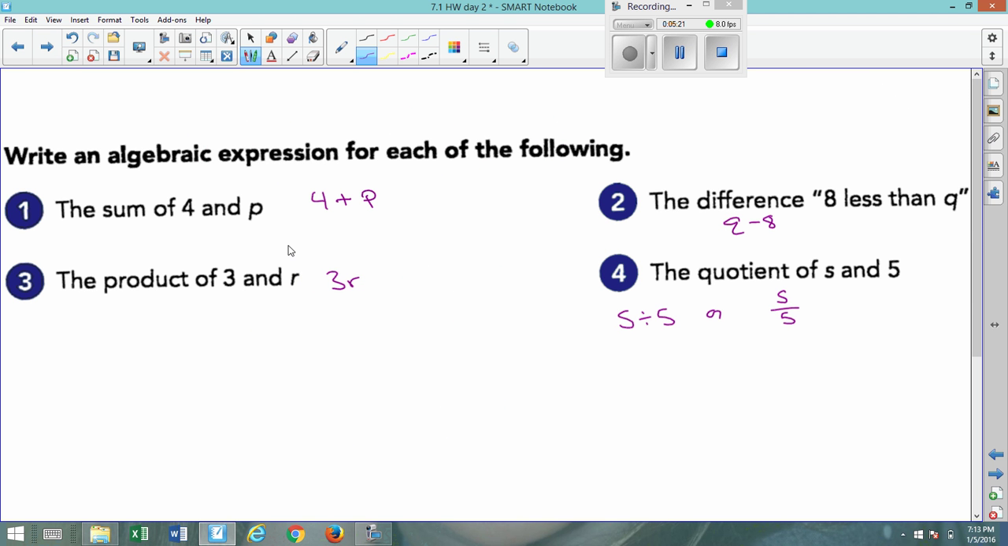Now to the bookwork. Write an algebraic expression for each of the following. The sum of 4 and p, so it's 4 plus p. The difference, 8 less than q. Remember, if it says 8 less than, anytime you see that "than," plan on sticking a number at the back. So q minus 8. Product of 3 and r is 3r. The quotient of s and 5. Ugh, I hate it when they use s. S divided by 5, or s over 5. That's just horrible.